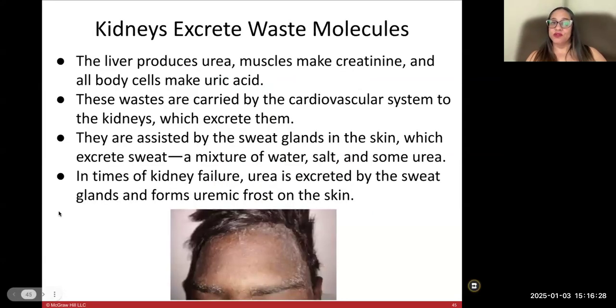So kidneys excrete waste molecules. The liver produces urea, like we said. Muscles make creatinine, and all body cells make uric acid. These wastes are carried by the cardiovascular system to the kidneys, which excrete them. They are assisted by the sweat glands in the skin, which excrete sweat. Sweat is a mixture of water, salt, and some urea. In times of kidney failure, urea is actually excreted by the sweat glands and forms uremic frost on the skin. This is very rare and in very extreme cases.